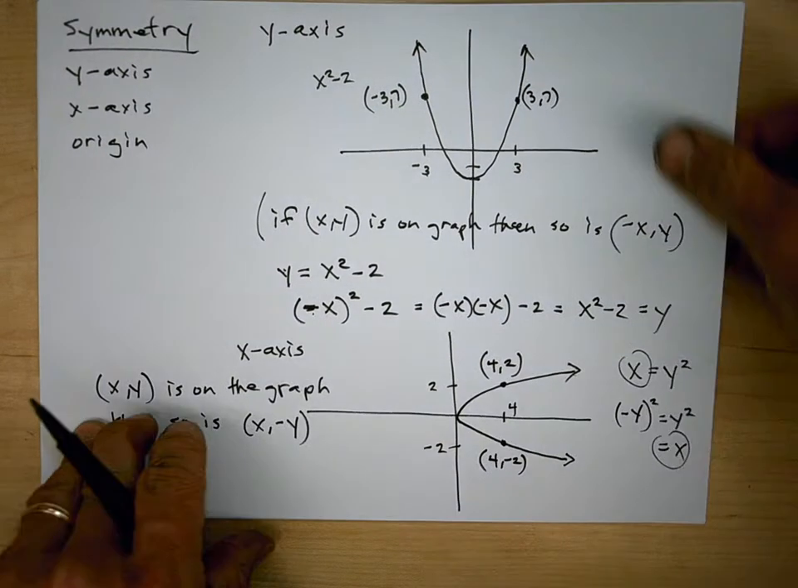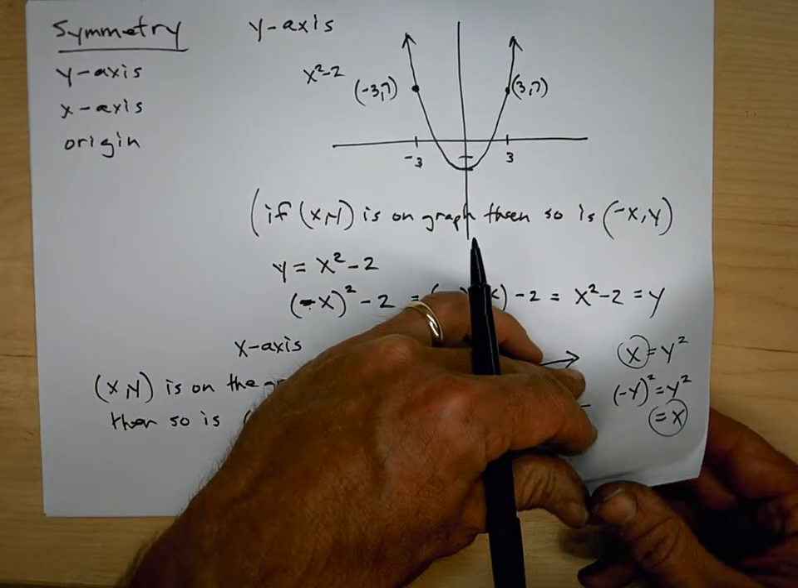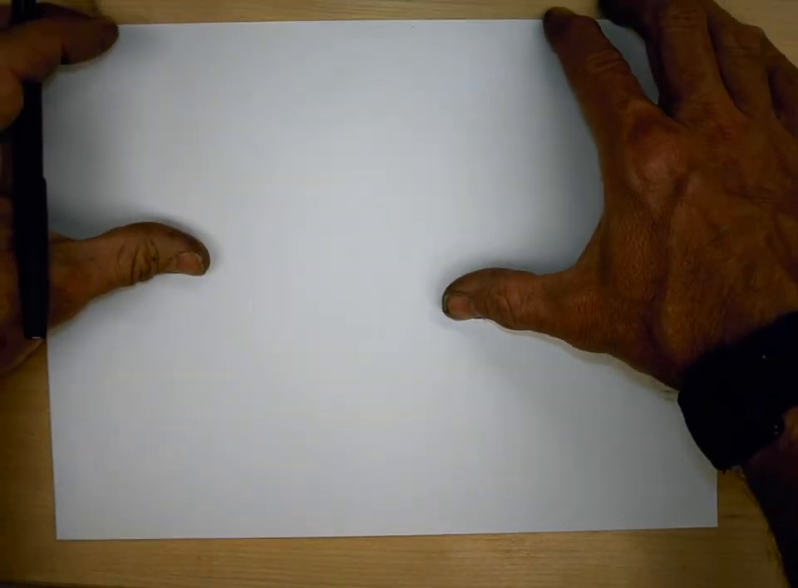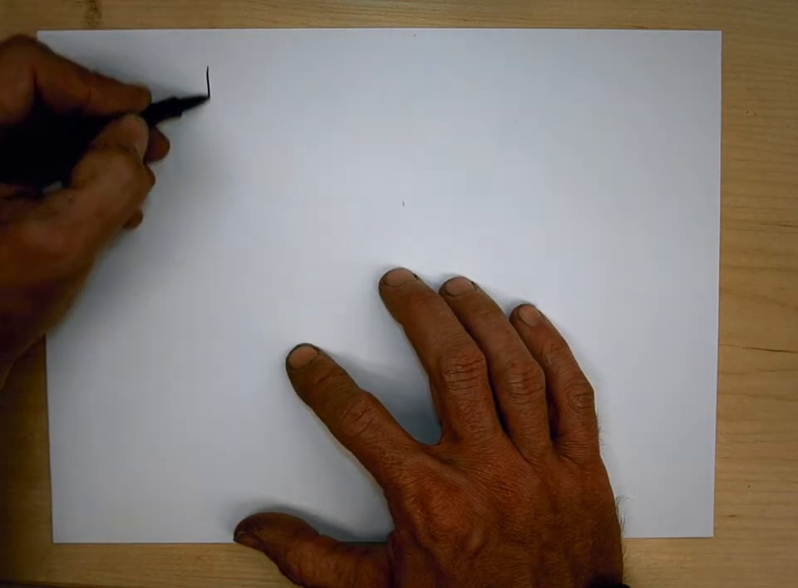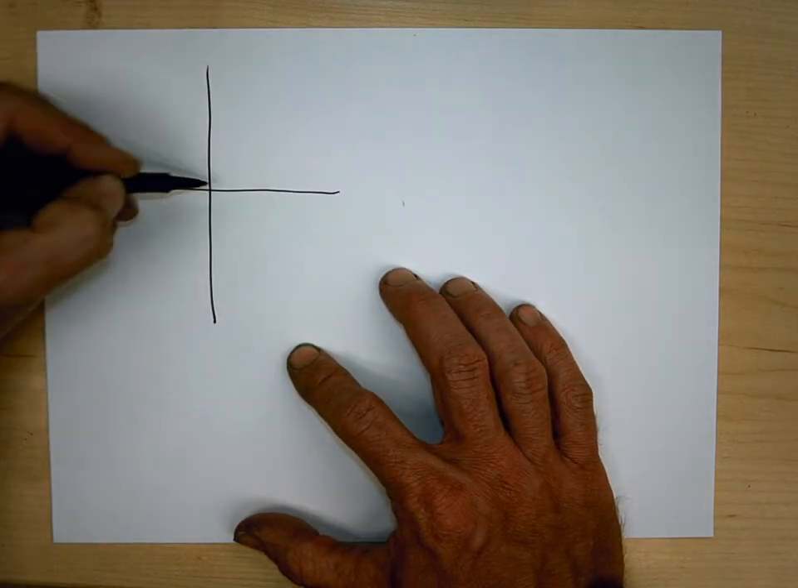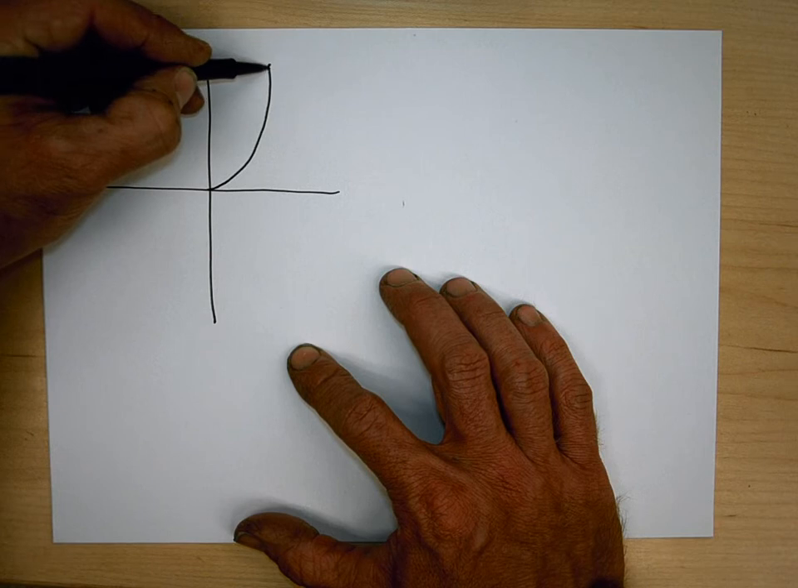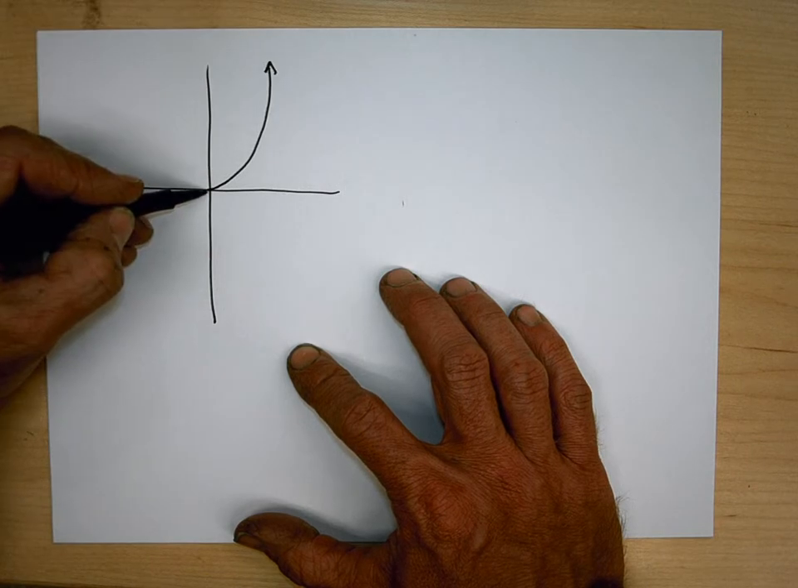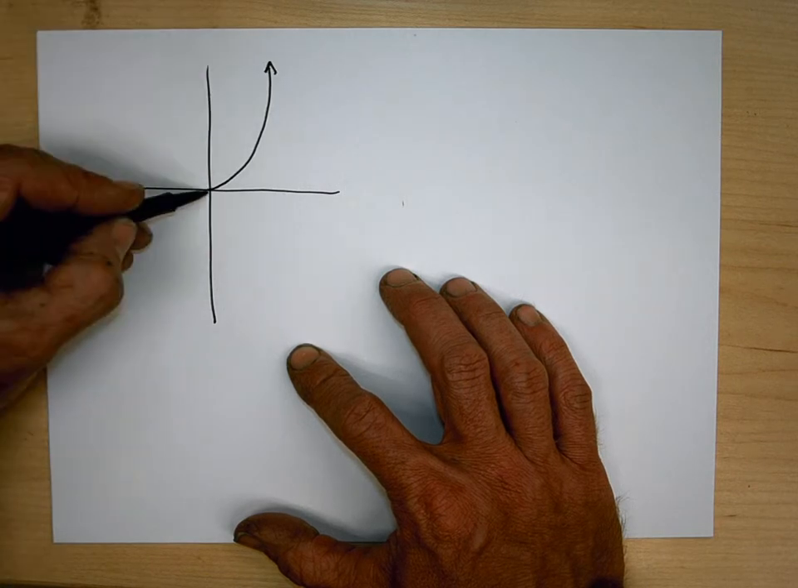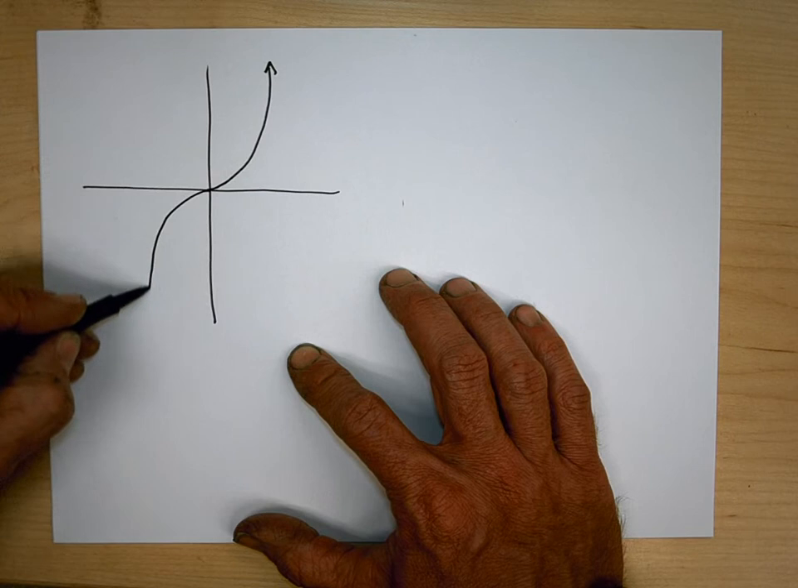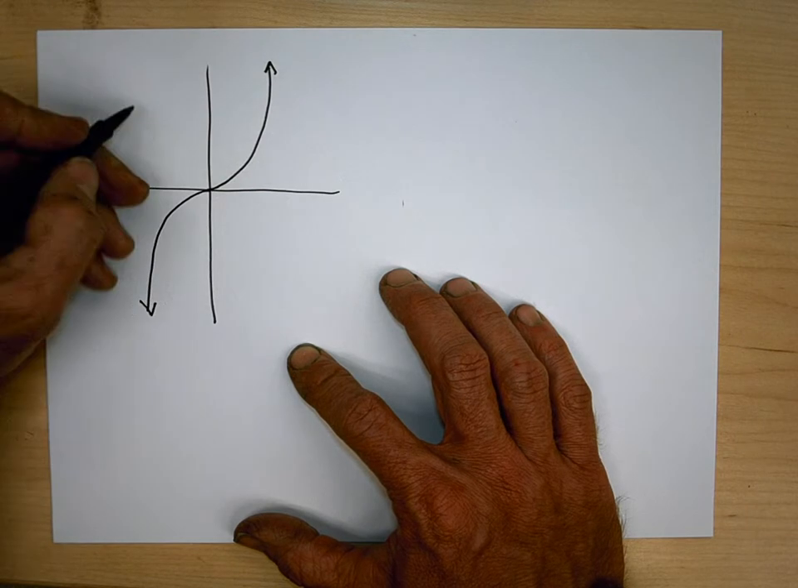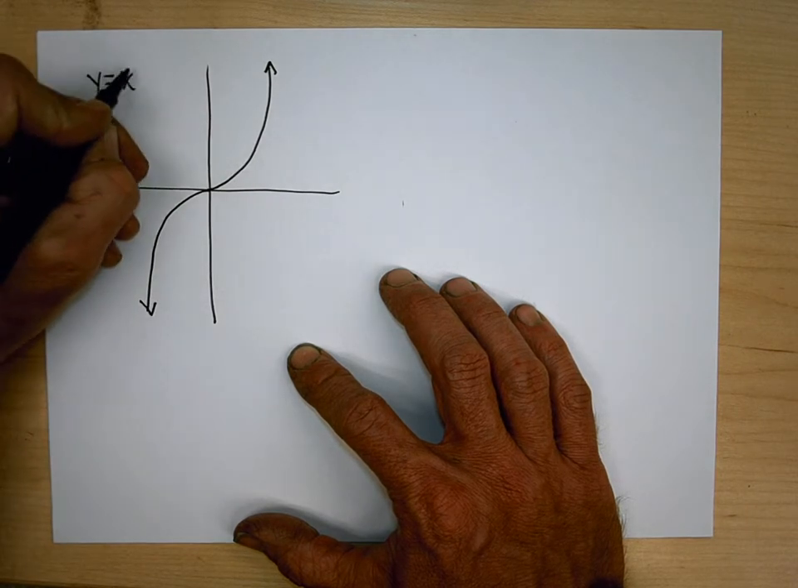All right, finally, I want to talk about origin symmetry. With origin symmetry, let me center my paper a little better. I'll give you an example of a graph that has origin symmetry. I can draw it like this, and it's symmetric about the origin if you have the same thing coming down this way. All right, so this could be the graph of x cubed.